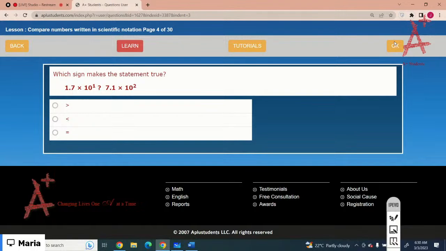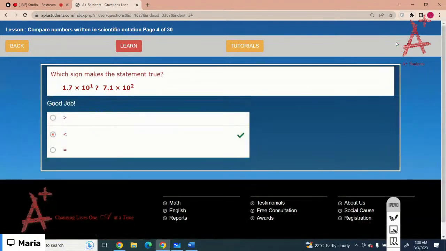1.7 times 10 exponent 1 and 7.1 times 10 exponent 2. First, you have to compare the exponents. Which exponent is greater? 2 is greater. Got it? That means the first one is less than the second one. It would be 1.7 times 10 exponent 1 is less than 7.1 times 10 exponent 2.